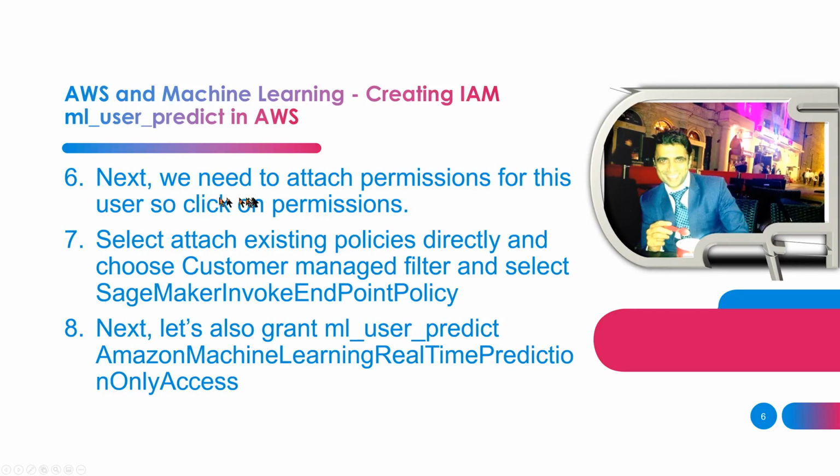Next we need to attach permissions for this user, so we click on permissions and select attach existing policies directly and choose the customer managed filter, and I will show you how, and select the SageMaker invoke endpoint policy. So we'll attach this policy to this user, and next we are going to grant this user Amazon Machine Learning real-time prediction only access.